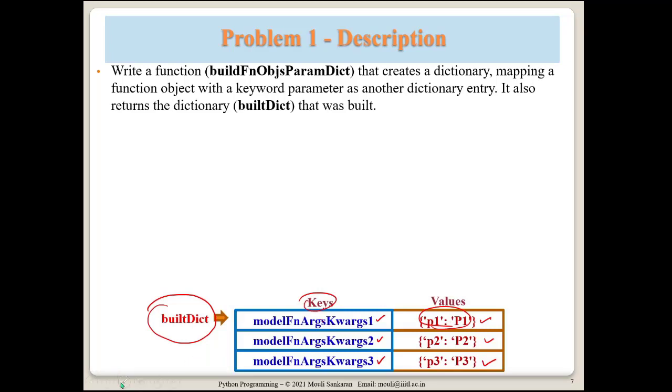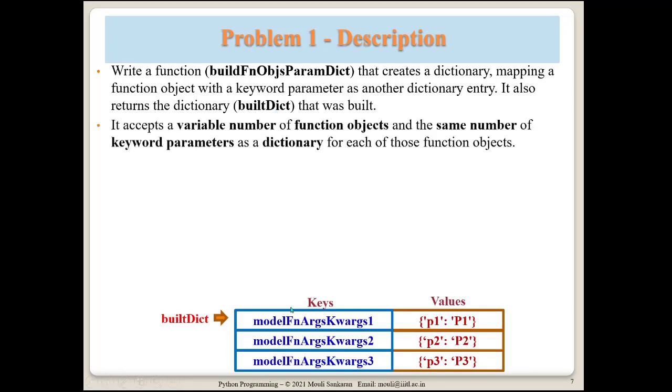Now let us try to understand the description. Write a function, build function objects param dictionary, because it builds a dictionary which has function objects and a param. I am saying param because only one dictionary element is there, so it's a single parameter. It creates a dictionary mapping a function object with a keyword parameter as another dictionary entry. I will show you. It also returns the dictionary that it has built, so that you can use that to invoke those functions which are there in the dictionary.